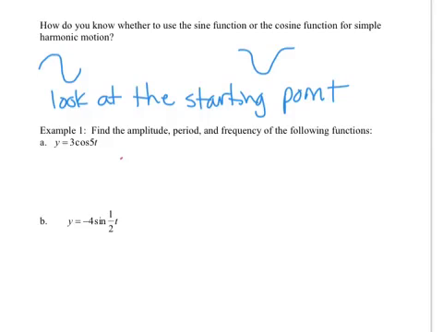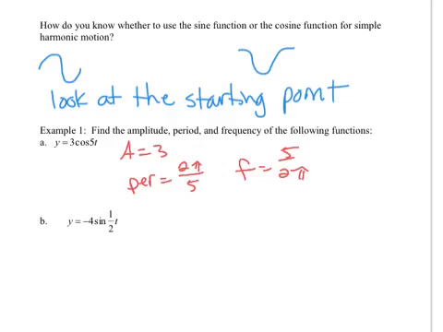For our first example here, the amplitude is going to be 3. The period is going to be 2 pi divided by the b value, which is 5. And that makes the frequency 5 over 2 pi. It's just that easy. It's really not a big deal.